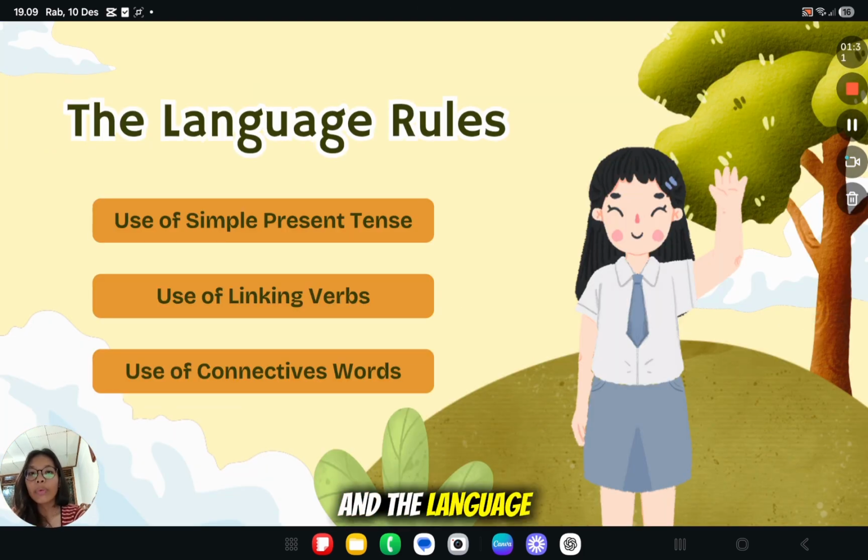And the language rules are, first, we use simple present tense. Why do we need to use simple present tense in this text? So the analytical exposition text talks about general truths and arguments that are always true, like sound, logical, and factual. The second is we use linking verbs, and last we use connective words. For linking verbs and connective words, I will explain more in the next slides.